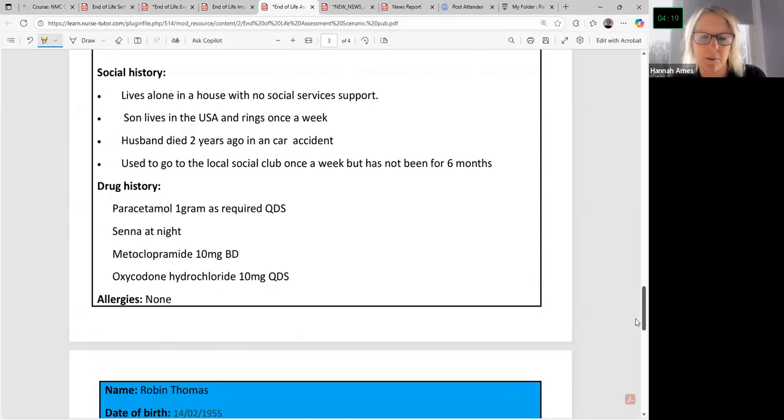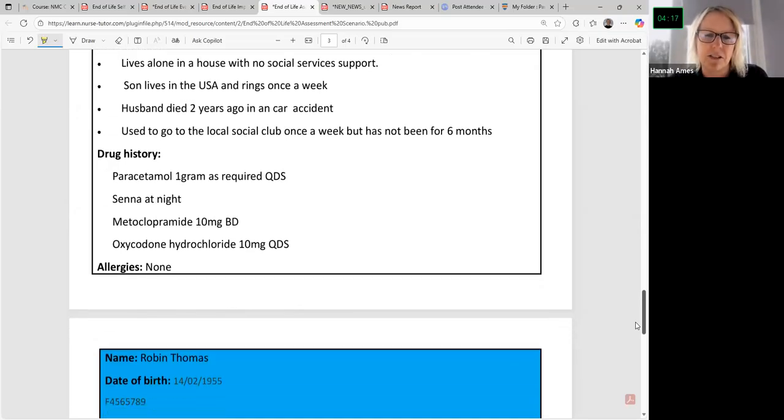She used to go to the local social club but hasn't been out for 6 months. Drug history: she has paracetamol as required, Senna at night, metoclopramide 10 milligrams twice a day, and oxycodone hydrochloride 10 milligrams QDS. She has no allergies.